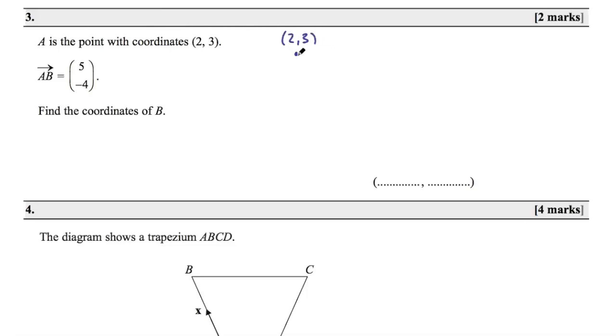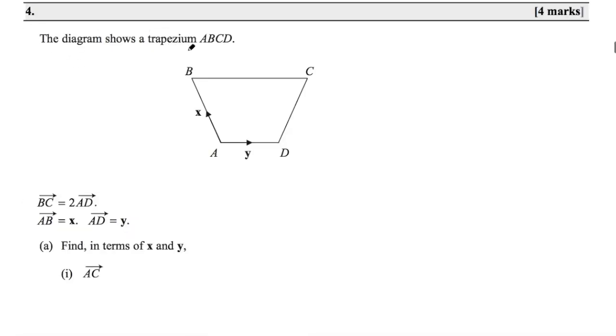And we need to go across 5 and down 4 to get to B, and this will be B down here, and we need the coordinates of B. All we need to do to find the coordinates of B is to add 5 and subtract 4 from the x and y coordinates. So 2 plus 5, that'll be 7, and 3 minus 4, that would be minus 1. So that's how we find coordinates using vectors.